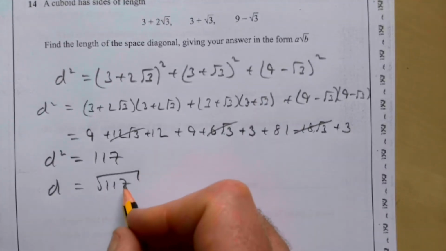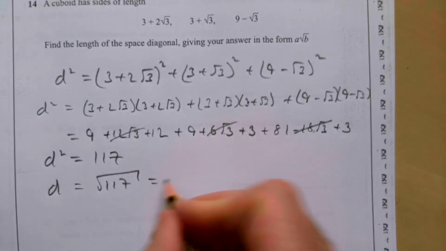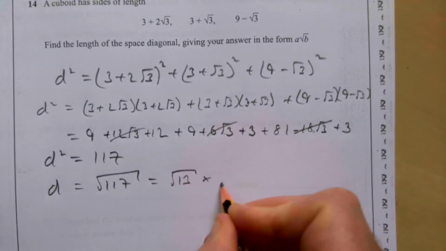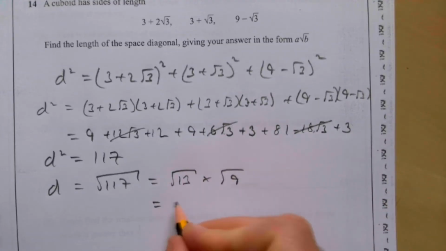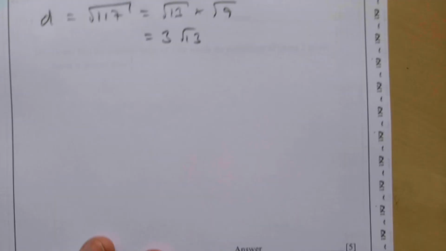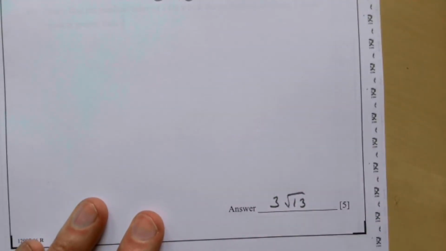Now 117 is quite a tough one here because 117 is going to divide by 9, so it's root 13 times root 9, so that's going to be 3 root 13, which is quite a tricky one to finish with. So our answer is going to be 3 root 13.